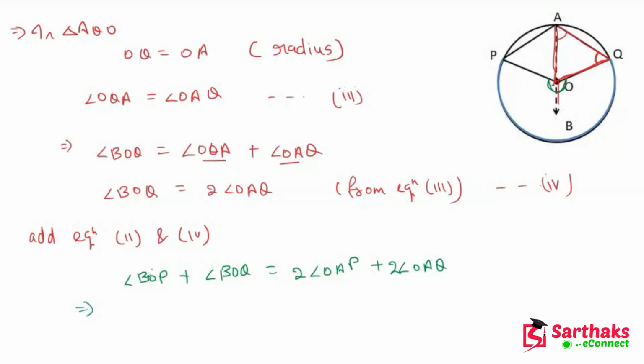POQ. So reflex angle POQ is equal to twice angle PAQ. This will become so because if we take 2 as a common and add this angle and this angle, we get angle PAQ. I hope you understand these things, my dear friends. So here we can write, hence proved.